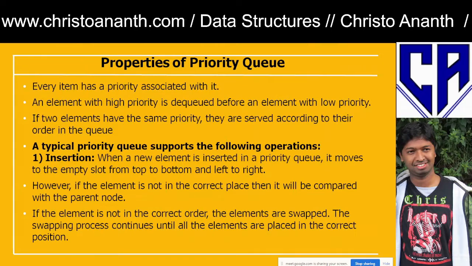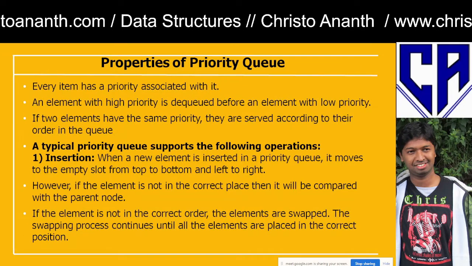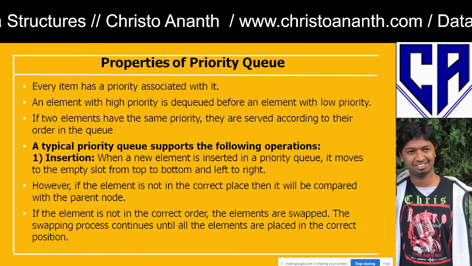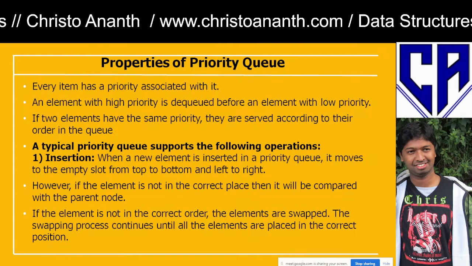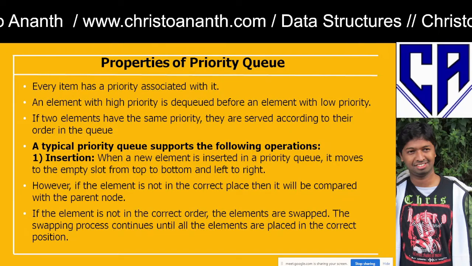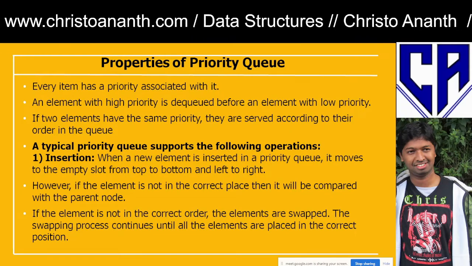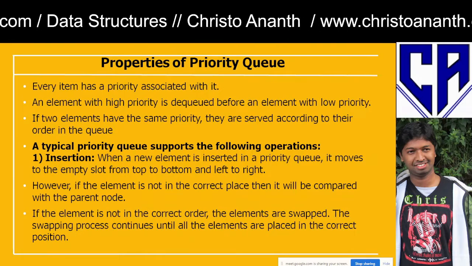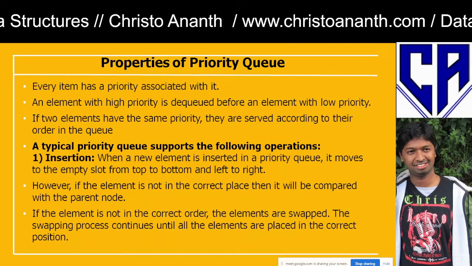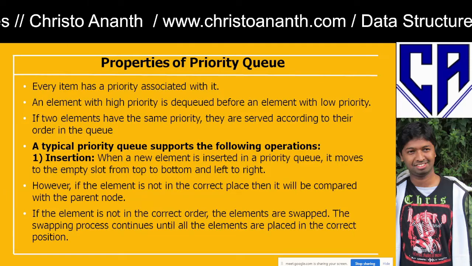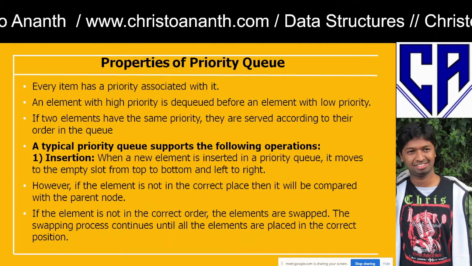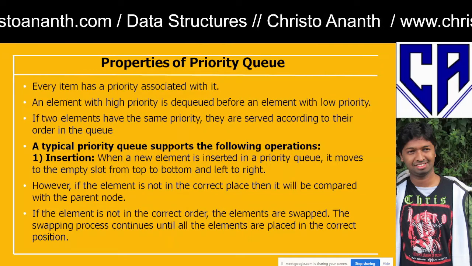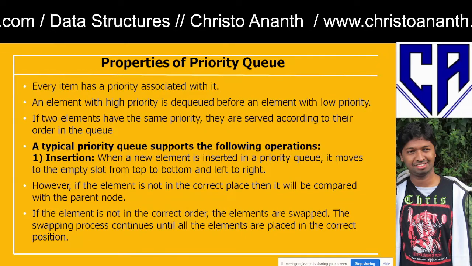Okay, so every item has a priority. Either it will have top priority or it will have a least priority. And the element which has the highest priority is dequeued before an element with a lower priority. And if two elements have the same priority, they would be served according to their order in the queue. Okay, if one has top priority and another has least priority, the top priority one will be served first. So a typical priority queue will have the following operations.